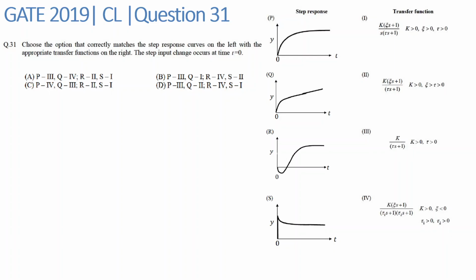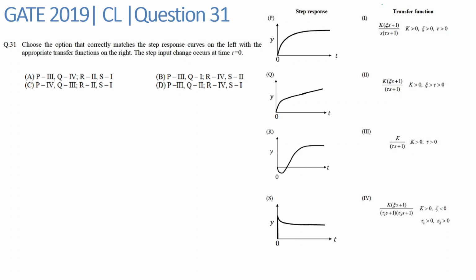Now this is question number 31 of GATE 2019. So this question states that choose the option that correctly matches the step response curves on the left with the appropriate transfer function on the right. The step input change occurs at time t equal to 0.